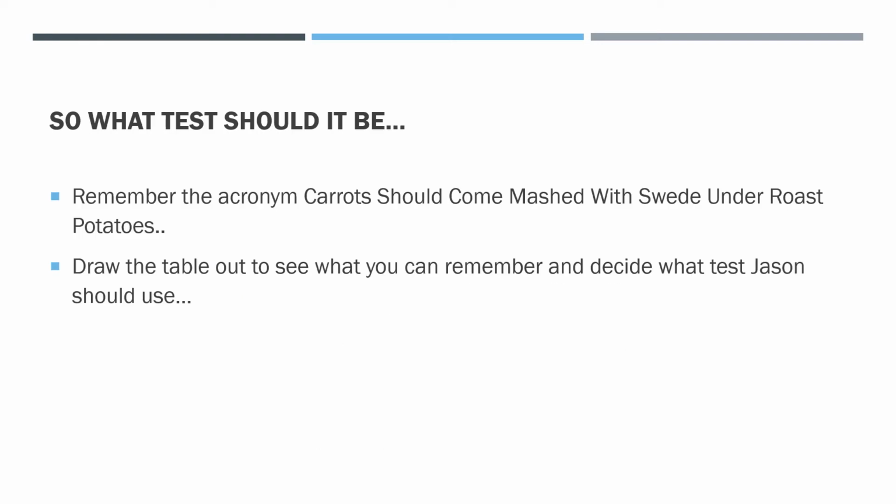So what test should it be? If you remember the acronym, carrots should come mashed with Swede under roast potatoes, that should help you draw out the table of stats tests. So can you pause it, draw out the table, see what you think? And hopefully now that you've drawn the table, you have followed it with your 3 questions and you should find that it is a related t-test.